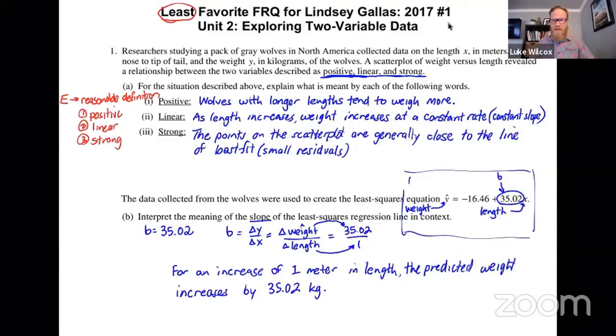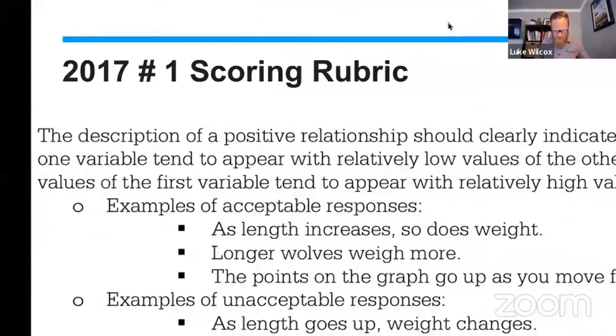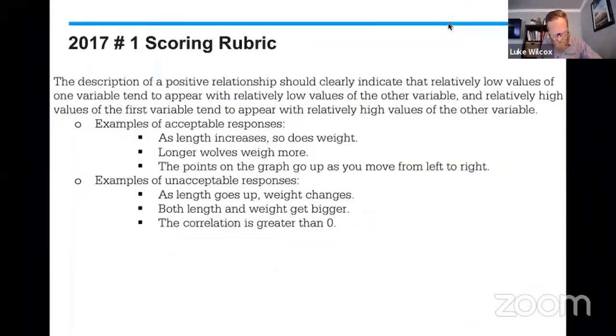The rubrics on this are a little bit lengthy, and I'm just going to quickly highlight a couple of things. For positive, if you look at the rubric, they want you to describe a positive relationship, and here are acceptable responses for that. As length increases, so does weight, which is very close to what we wrote in our model solution. Longer wolves weigh more. Another way of saying the same thing. And the points on the graph go up as you move left to right. Those are all acceptable responses.